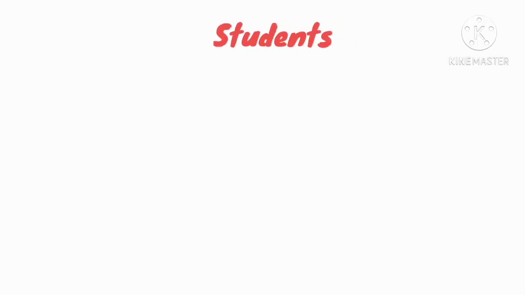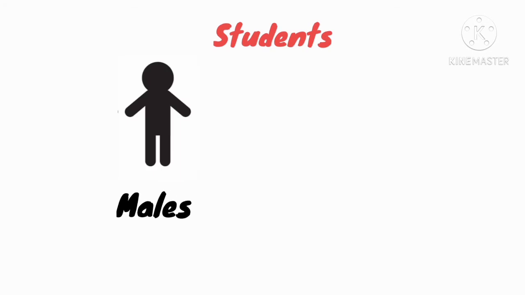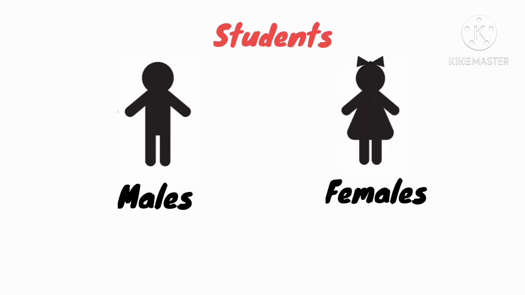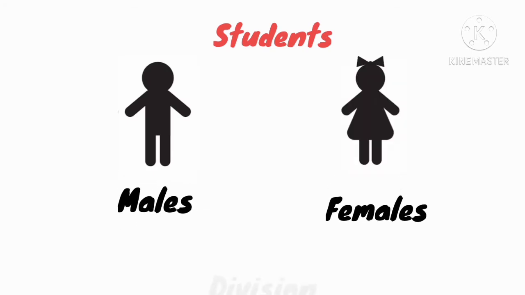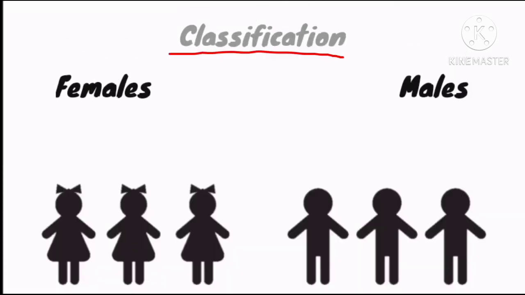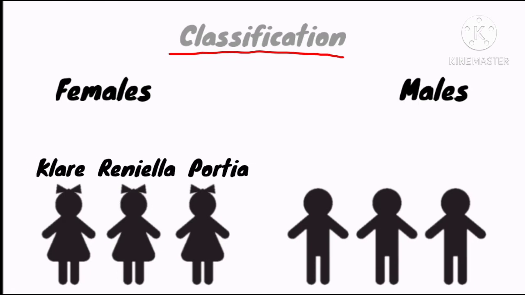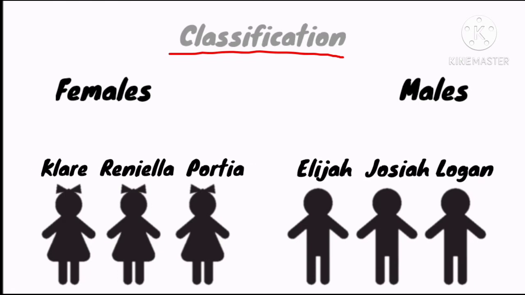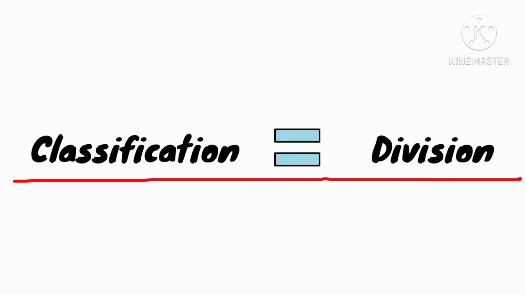Another example, students, and dividing them by gender, the males and females. So this is the division part. Then the classification would be when you put individual people into the category which they belong. So as you can see, classification and division always work together.